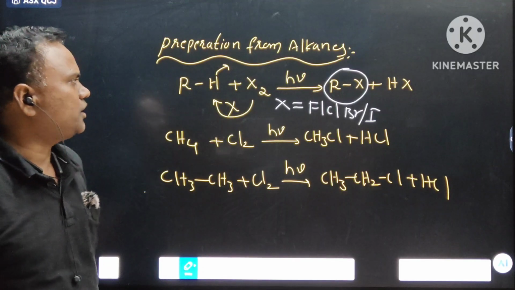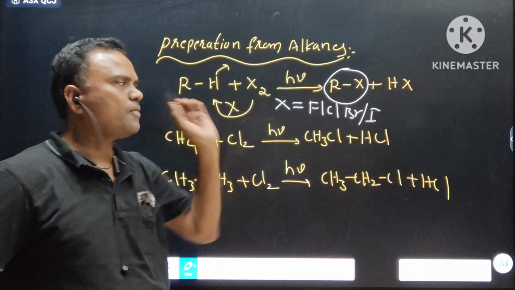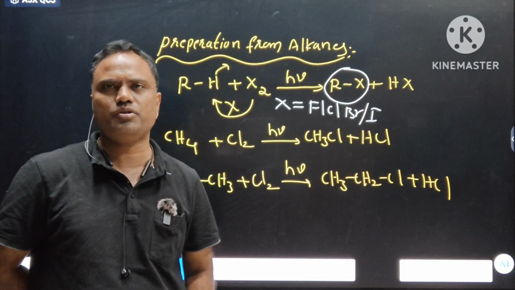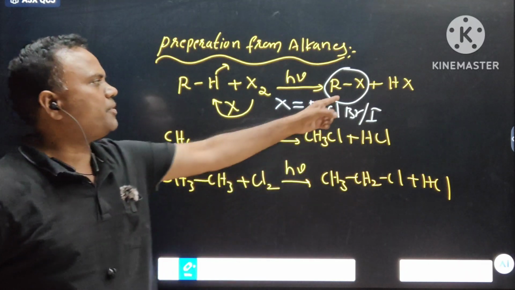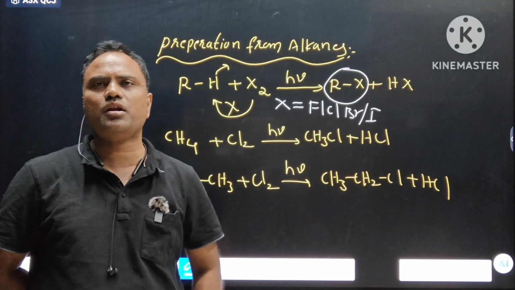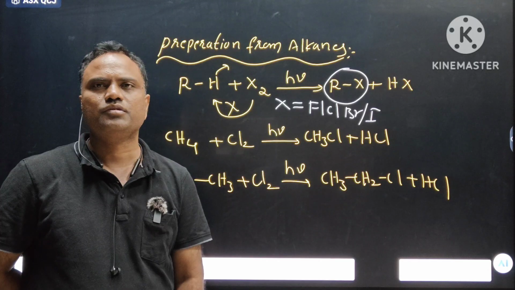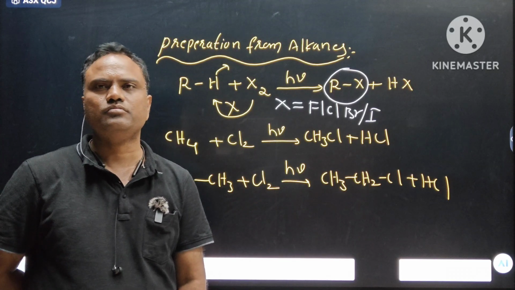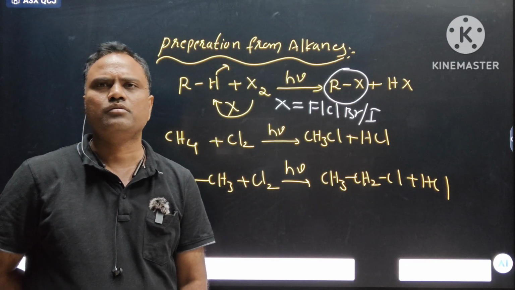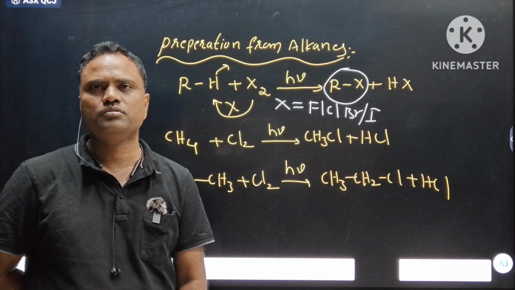Clear? Right. If I take Cl2 here, what will I get? RCl, alkyl chloride is produced. If I take Br2, alkyl bromide is produced. Now my question is, can I prepare alkyl fluoride in this method? Can I prepare alkyl fluoride by taking F2 here? Why? It requires a lot of energy.